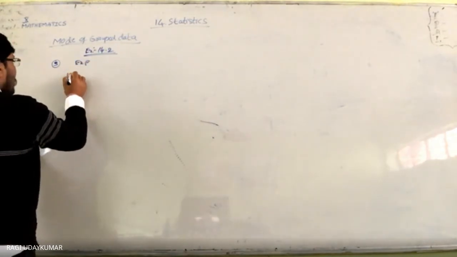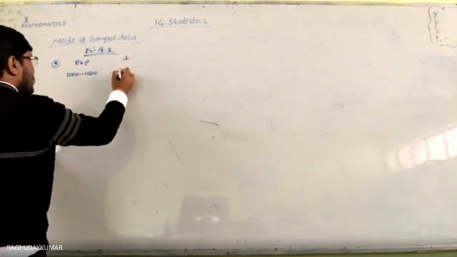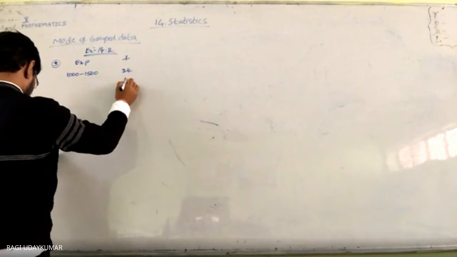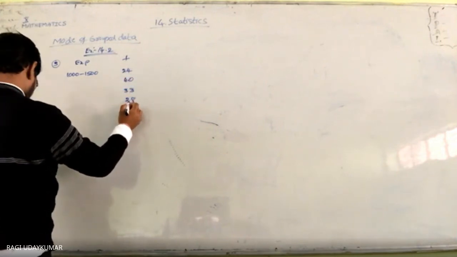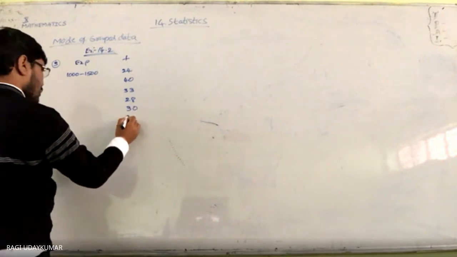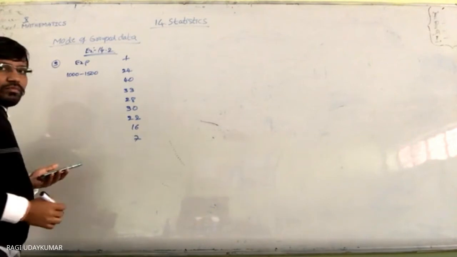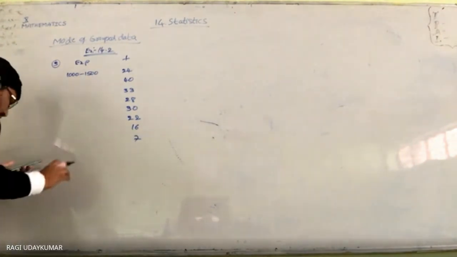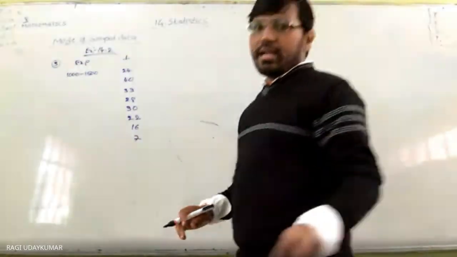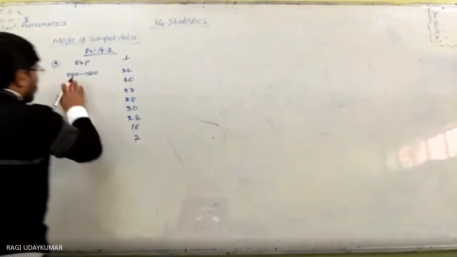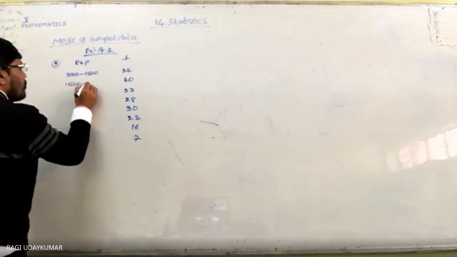1000 rupees to 1500 rupees. So the frequencies first, let us write: 24, 40, 33, 28, 30, 22, 67. So 1500 to 5000 is given. So these are the 200 families data. The data of the 200 families. 1000 to 1500. Next, 1500 to 2000.